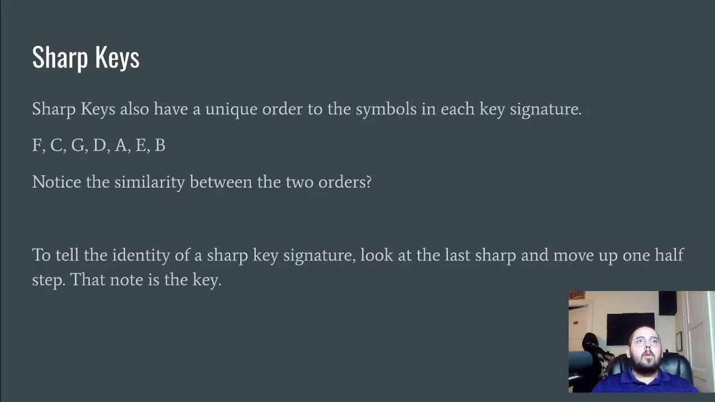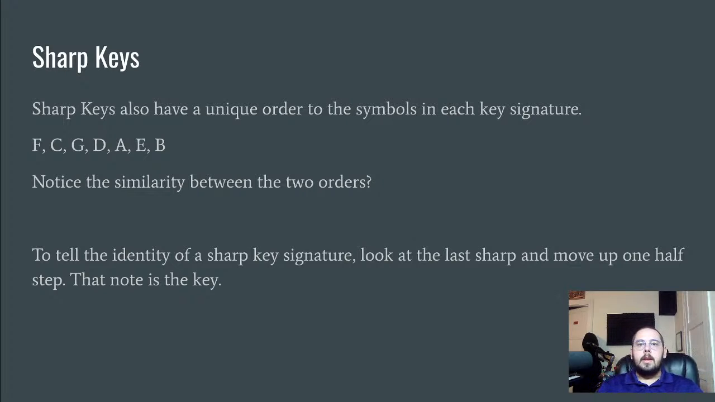So the order of sharps is the order of flats backwards. All right, that's the pattern there. So again, in a sharp key signature, the sharps will always appear in this order. Now to tell what the key is, you find the last sharp that was listed and move up a half step. That's the key you're in.